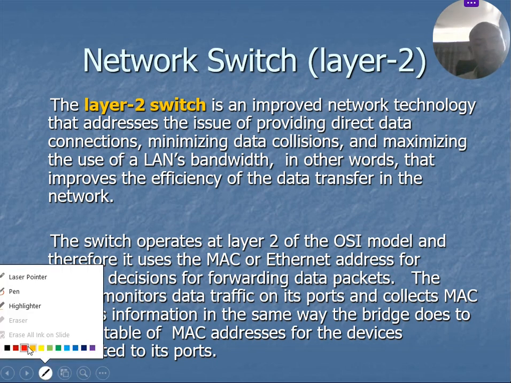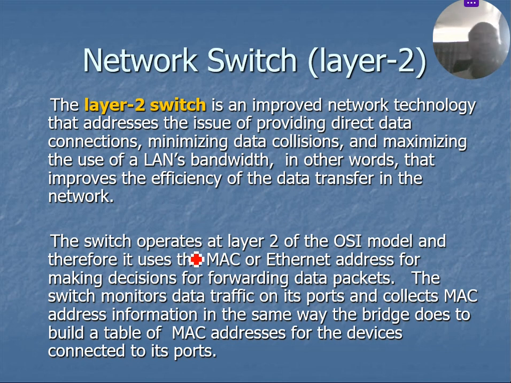Okay, let's take a pen and a highlighter to help us. Now we say the layer 2 switch is an improved technology that addresses the issue of providing direct data connections every time we use it to connect our network, to connect our hosts, our computers, and make them communicate. The whole essence of a switch is to enable computers to communicate. I send something, the switch takes it, processes it, and sends it to the destination where I'm sending it. That's the whole essence: to connect a LAN, a local area network, and enable computers and printers to communicate with one another.